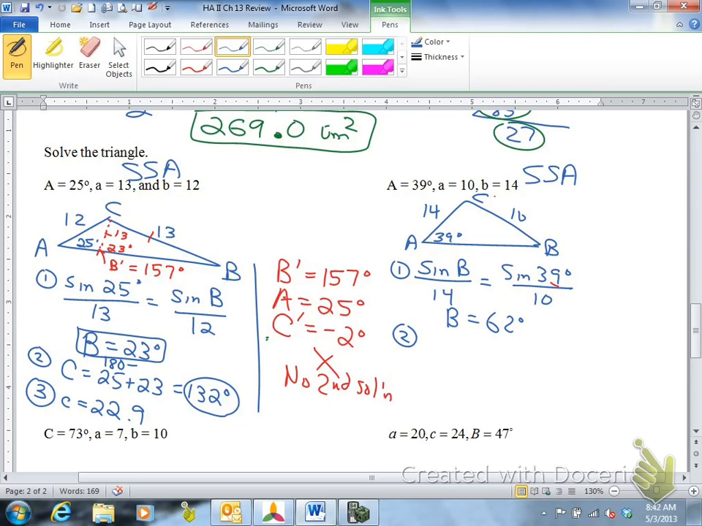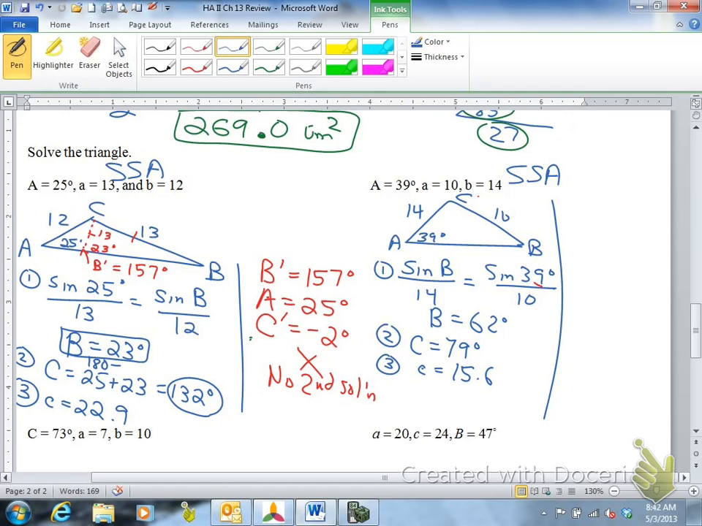I notice how I'm numbering my steps. It's kind of nice if you do that, because sometimes you start writing everywhere. It looks like a mess, but at least I can follow 1, 2, 3 on this side. And then angle C would be 180 minus 62 minus 39, and what's that? 79 degrees. And then the lowercase c would be what measurement? 15.6. And is there a second solution?